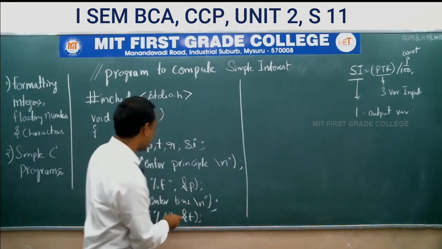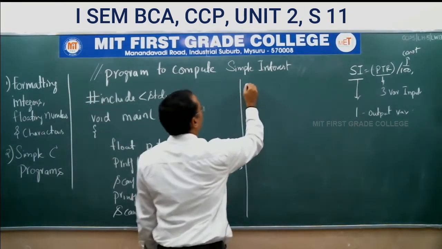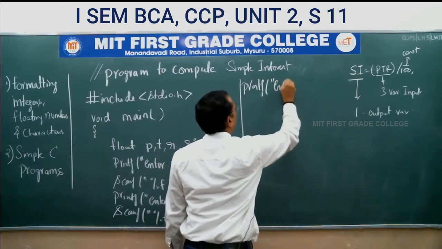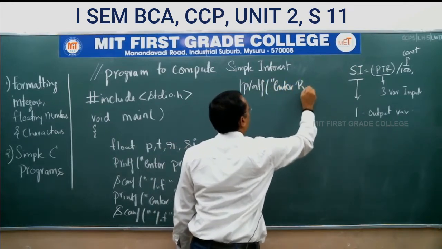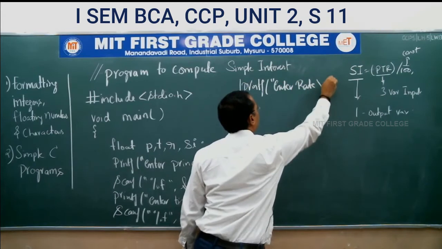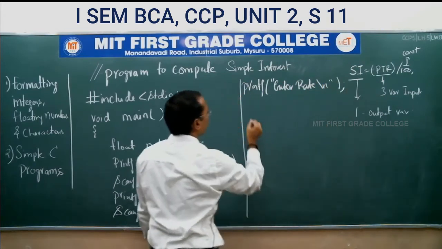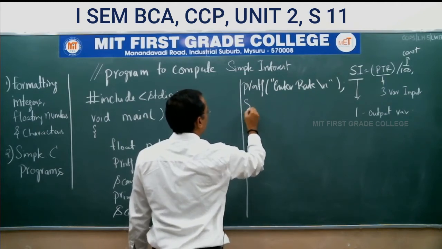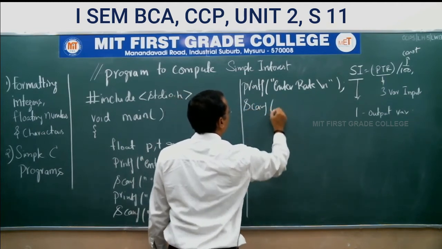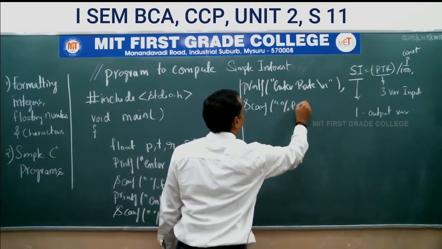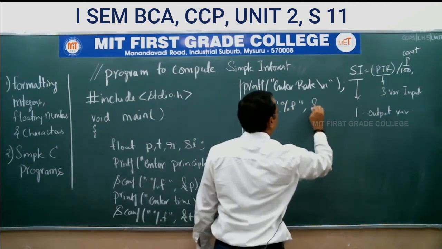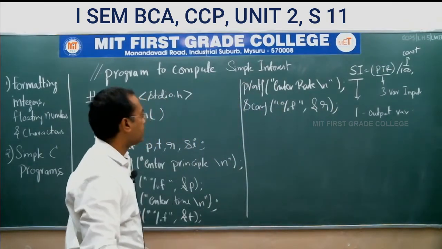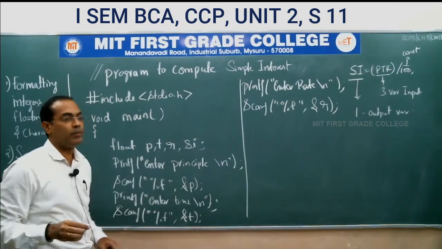Then we need to accept the rate. Printf "enter rate \n". Why are we using \n? To display in the next line. scanf "%f", ampersand R. We have accepted all the three inputs.